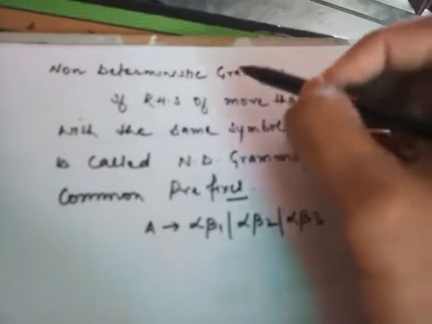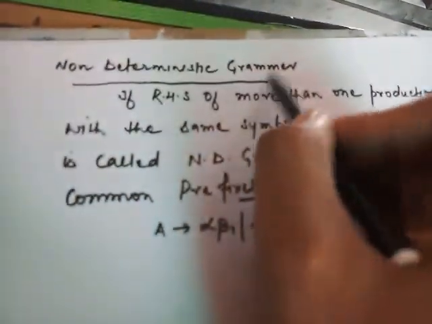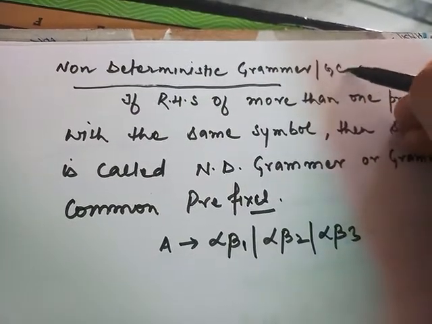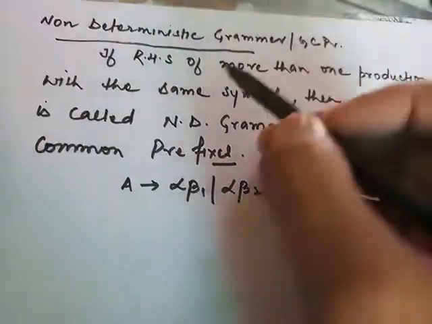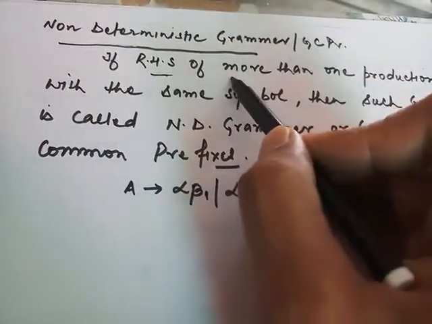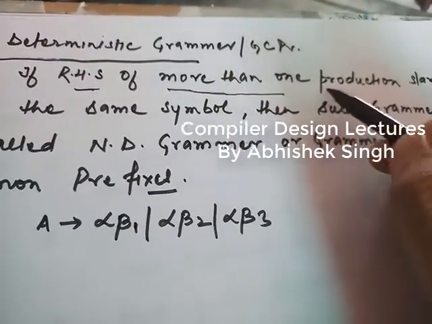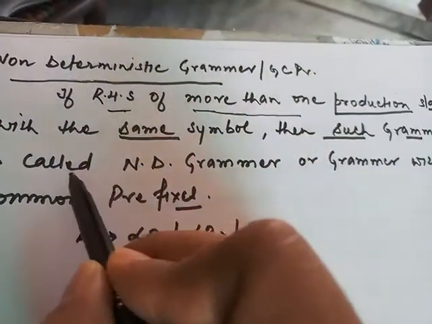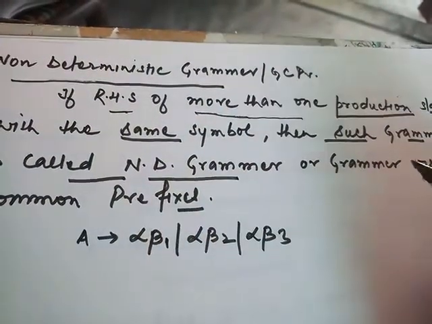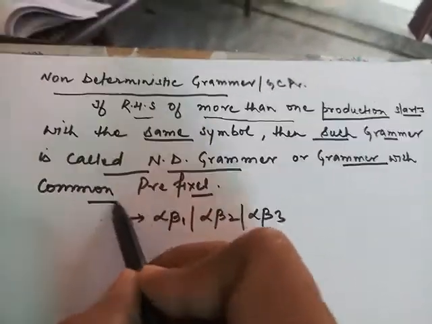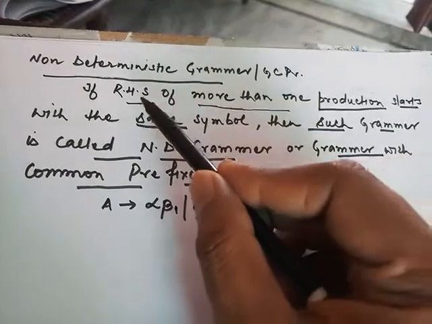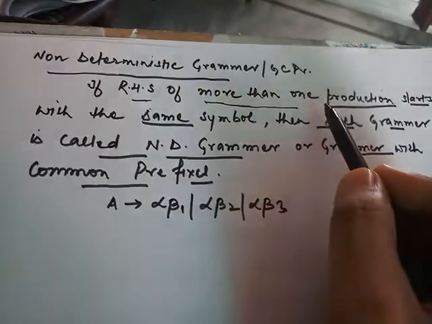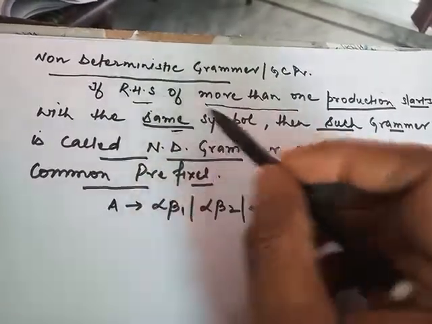So let's start. This is the definition of non-deterministic grammar, which you can also call a grammar with common prefixes. It says that if the right-hand side of more than one production starts with the same symbol, then such a grammar is called a non-deterministic grammar or a grammar with common prefixes. I repeat, if on the right-hand side of a grammar more than one production starts with the same symbol, then that grammar is called non-deterministic.